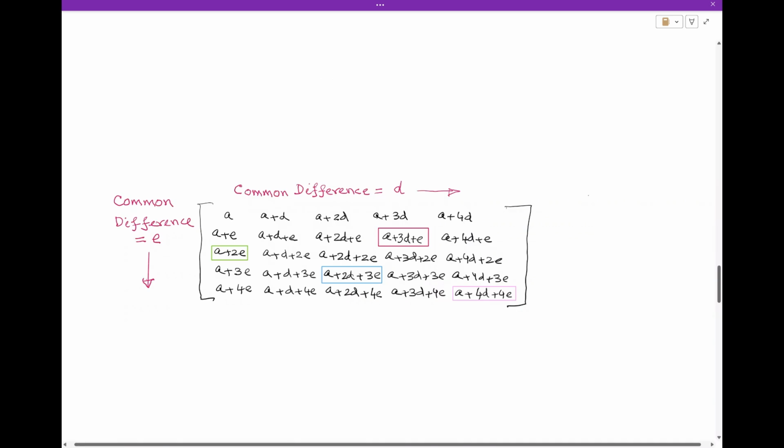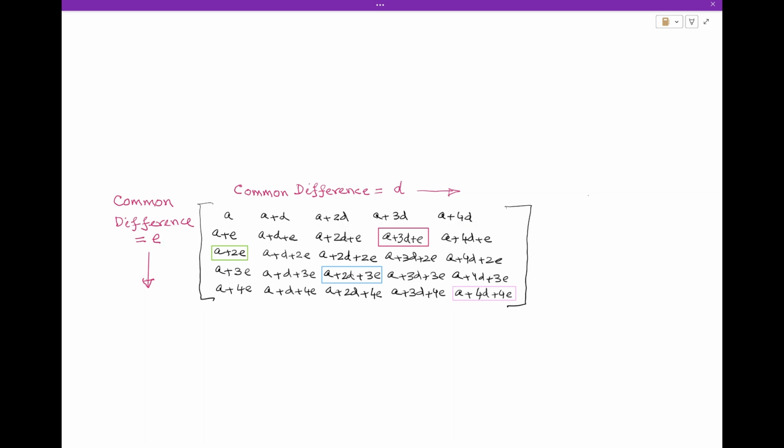Here in this diagram, we have assumed that the arithmetic array running along the rows has a common difference of D, and the arithmetic array running along the columns has a different common difference, that is E. Therefore, the array would be, along the row, A plus D, A plus 2D, A plus 3D, A plus 4D as before.